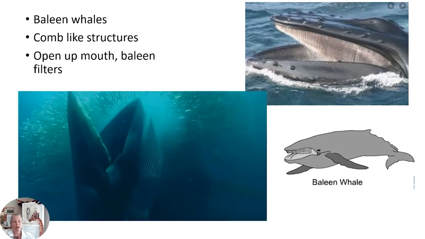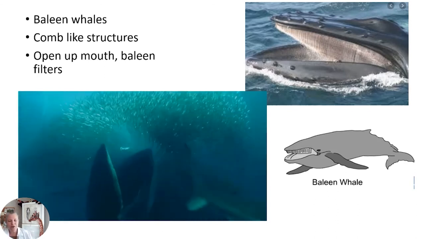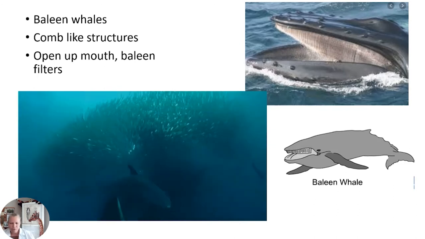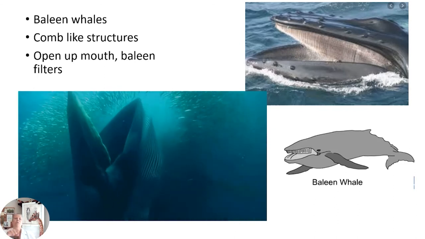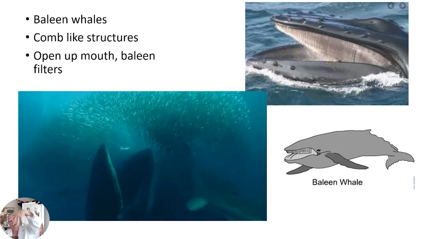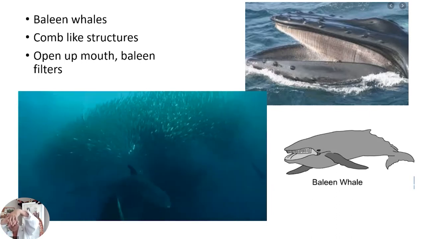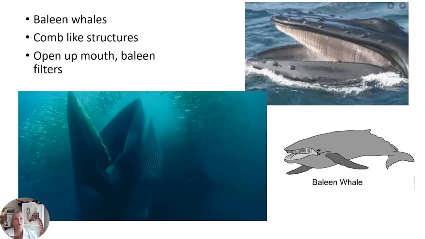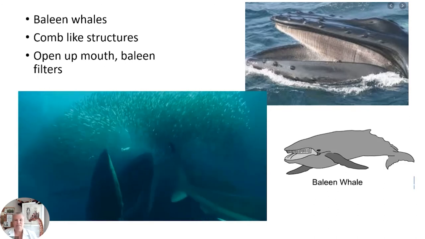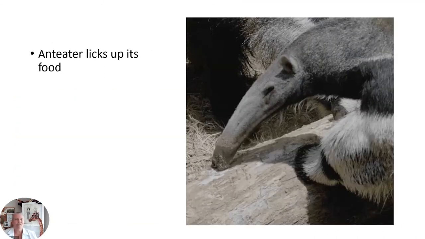So this baleen whale is getting a mouthful of seawater and all these krill that are kind of like little shrimp. And then they spit out the water and all the little krill are stuck in that comb of the baleen. Even though it's the largest mammal, it eats tiny little critters.